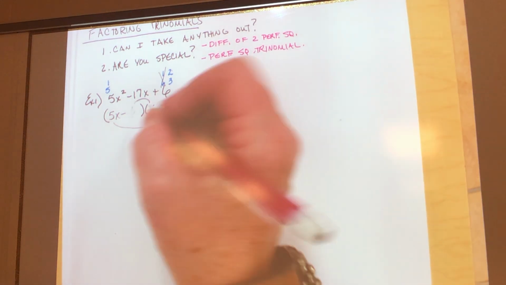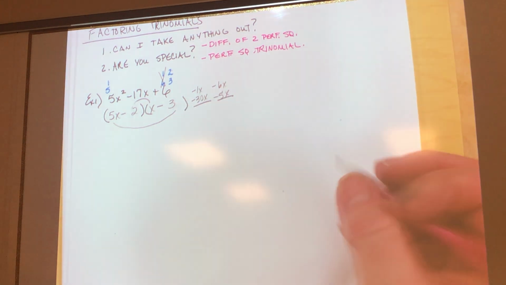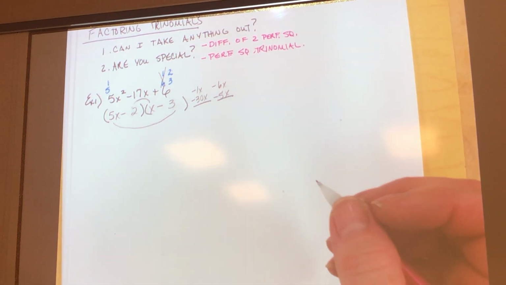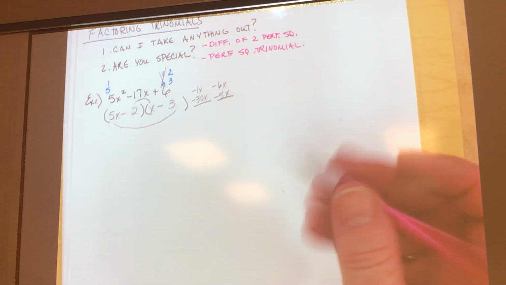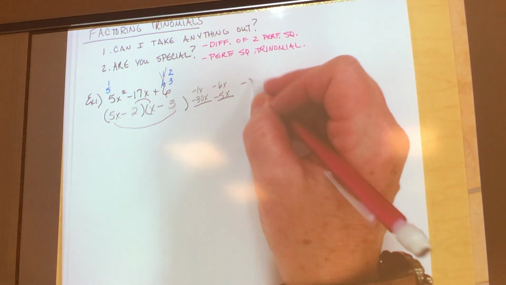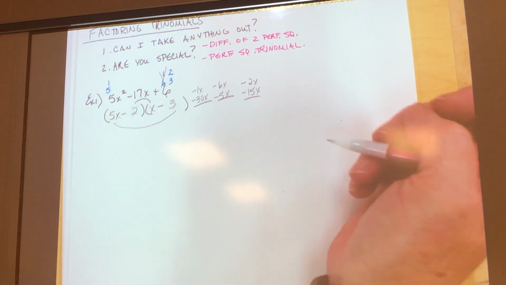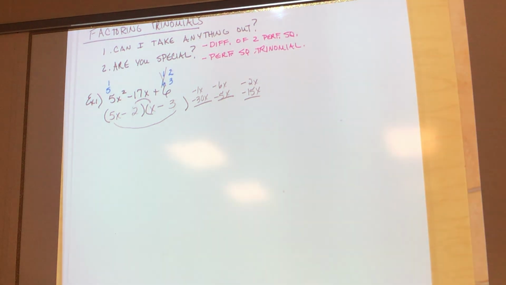That's what it is. So 2 and 3. I know it seems tedious at first, but as you do it, you start to see things and your brain will start picking up and you'll get a lot faster at it. Okay, so negative 2x and negative 15x. Is that negative 17? Yeah. Then that's my answer.